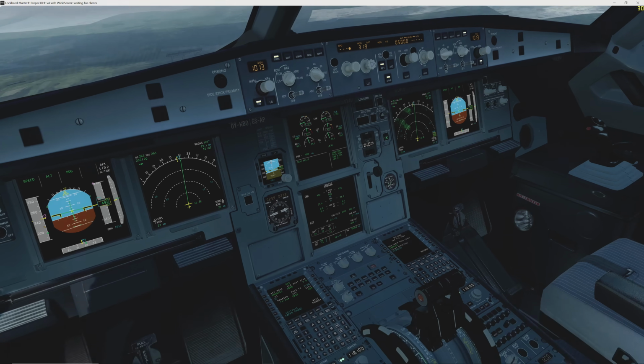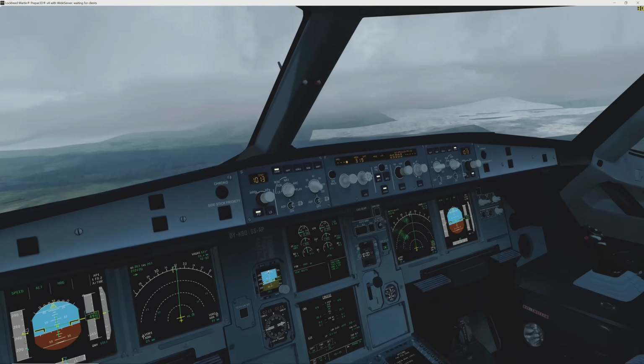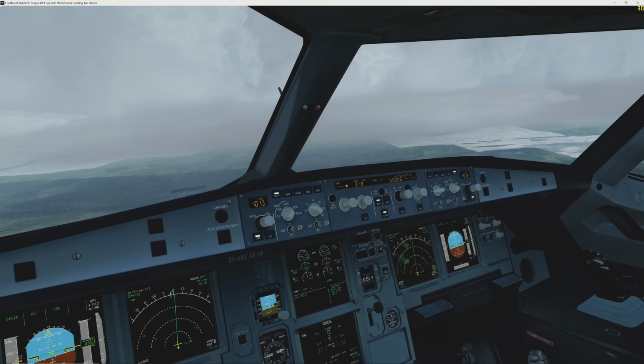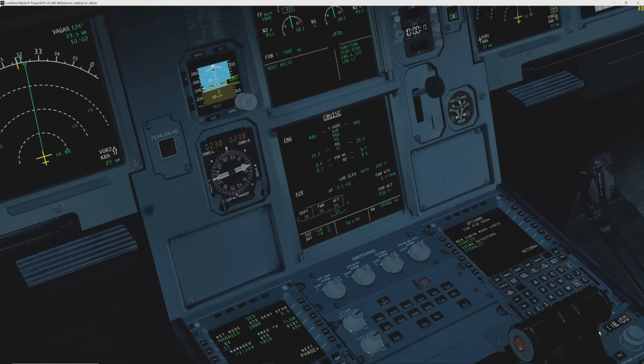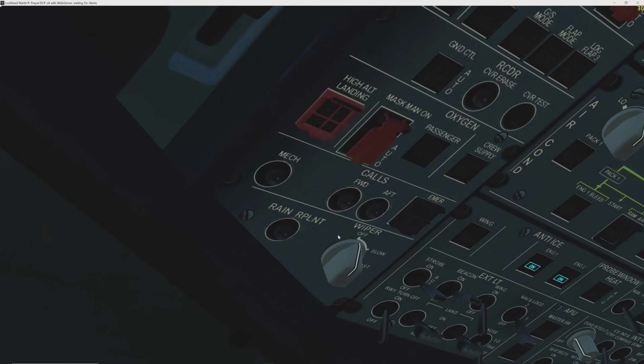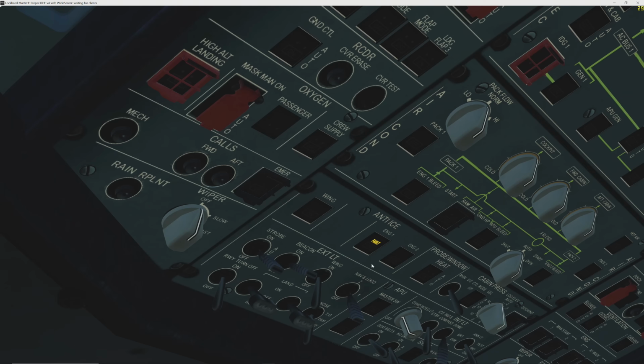Okay, another example. We have engine anti-ice on at the current time. We are in a descent. Even though we're still crossing some cloud layers, the total air temperature now is above plus 10 degrees Celsius, and so we can switch off the engine anti-ice again.